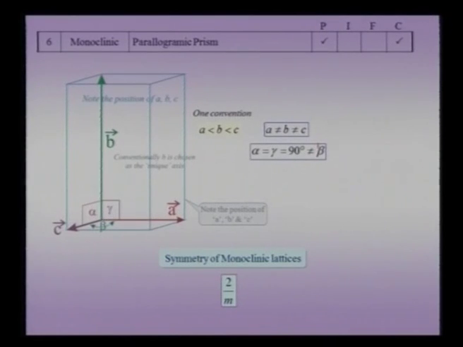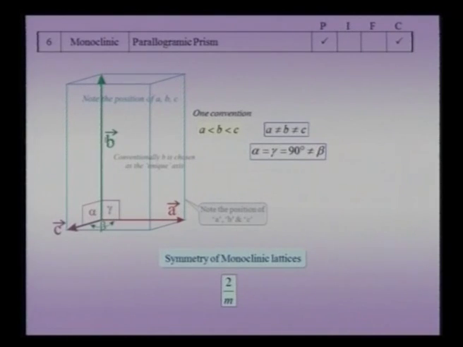So, the kind of unit cell you would use for this would be a parallelogramic prism. That means, to be more precise, it is a prism whose base is a parallelogram and it has been grown in the third direction, and such a prism will be the typical unit cell you would use for a monoclinic lattice.